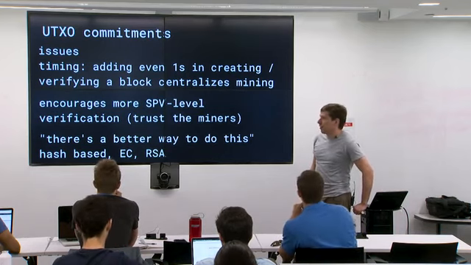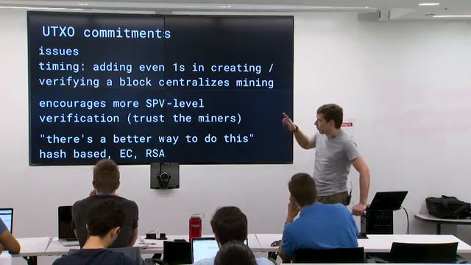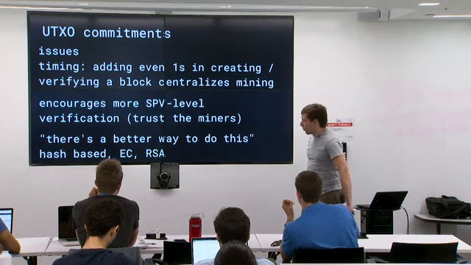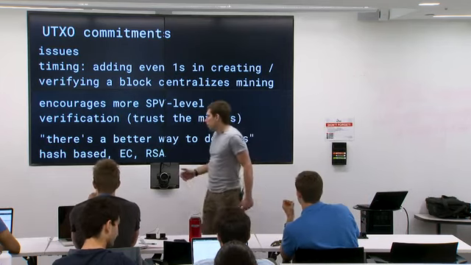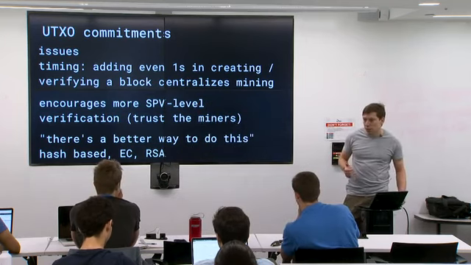It does exist in Ethereum, which is just hash-based. Joe Bonneau explained the tree thing they used. But that doesn't provide for non-inclusion proofs, which would be fun. So this is another research area. Any questions about UTXO commitments?